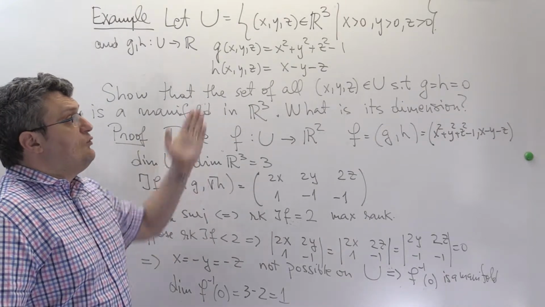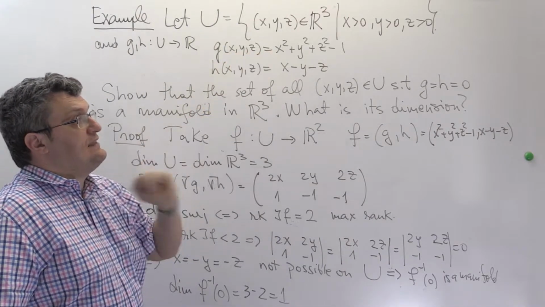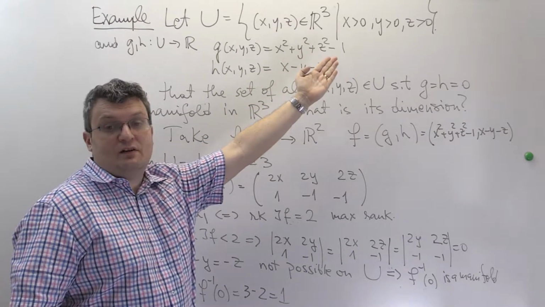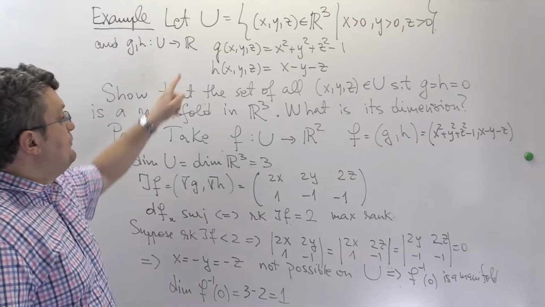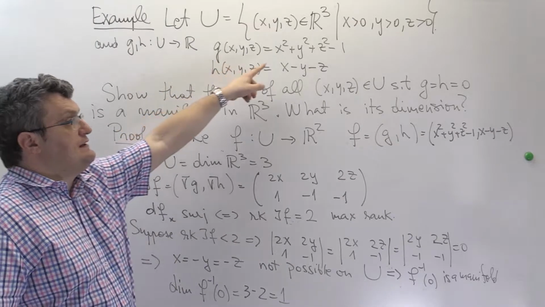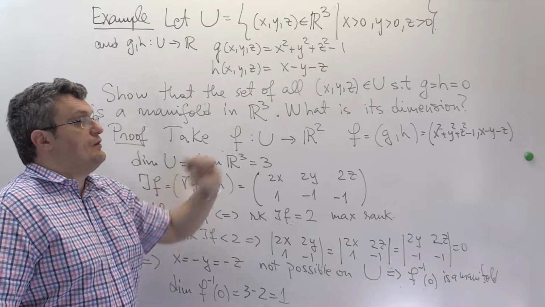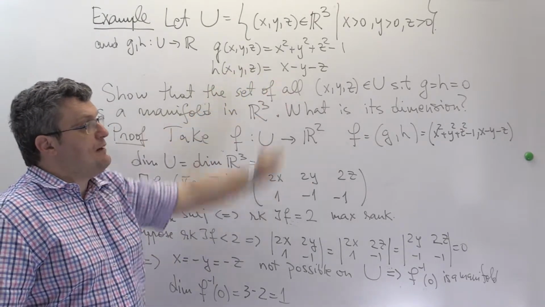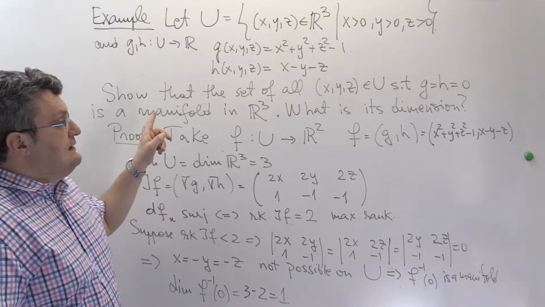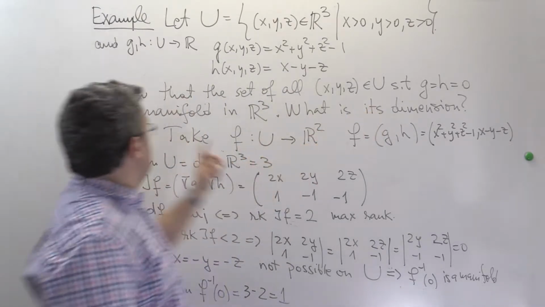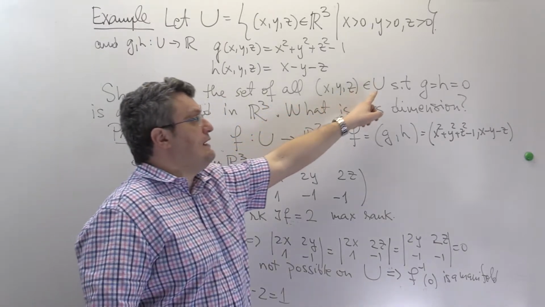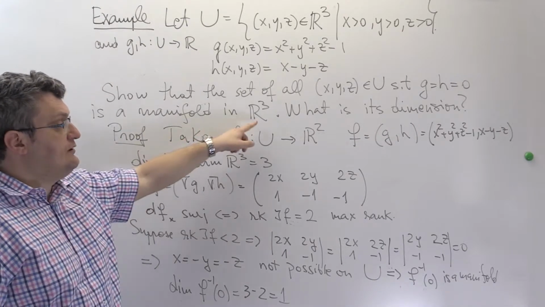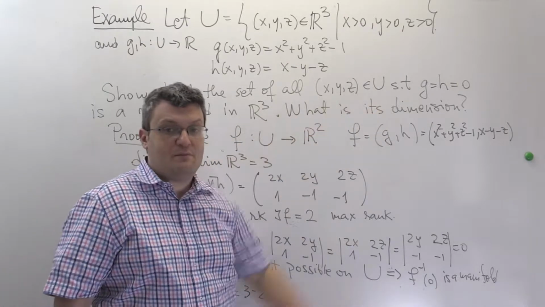Let U equal the set of (x, y, z) in R^3 such that x > 0, y > 0 and z > 0. Suppose we have the following functions: g = x^2 + y^2 + z^2 - 1 and h = x - y - z. Show that the set of all (x, y, z) in U such that g = h = 0 is a manifold in R^3, and what is its dimension.